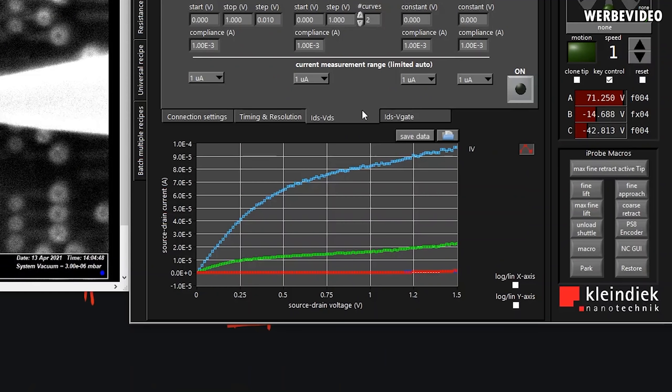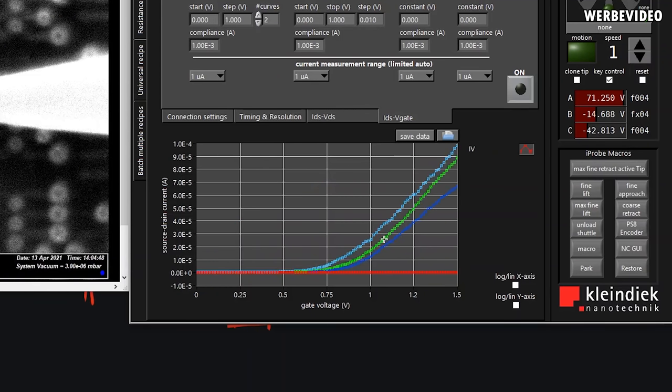And again, also in this measurement, we can see a gate voltage of about 0.4 volt, which is required to get a decent source drain current.